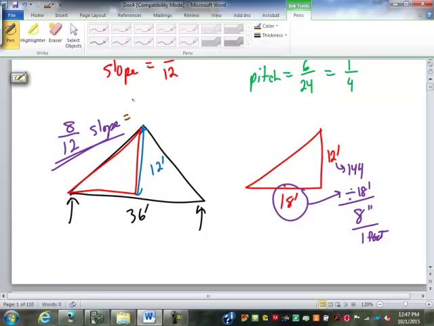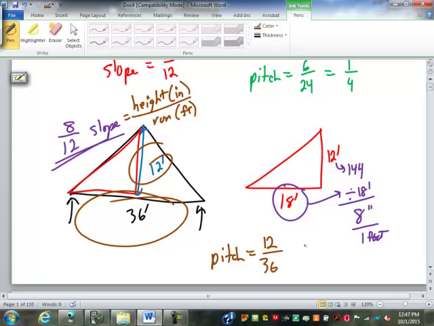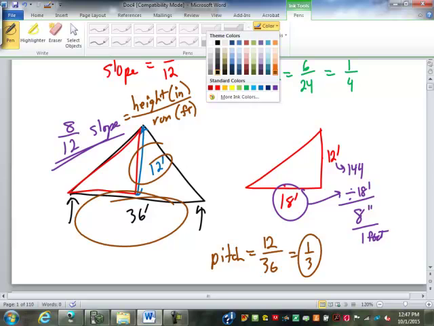So slope, height in inches divided by the run in feet. This pitch now, what's the pitch of this? 12 over 36. Height over span is the pitch. 12 over 36 reduces to 1/3. So that's a 1/3 pitch.